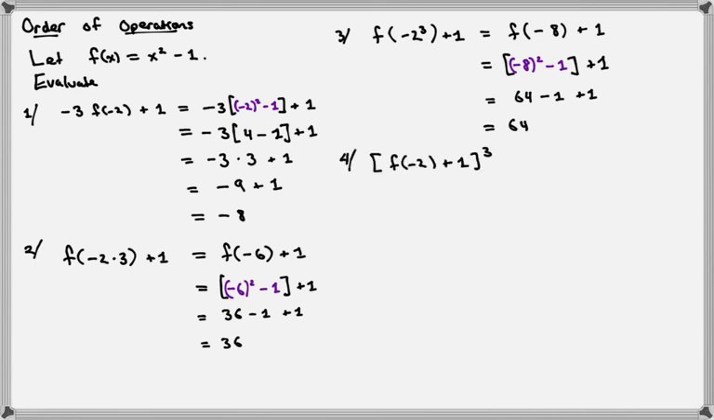I want to take f of minus 2 plus 1, and then I want to cube the result. I evaluate within the brackets first and cube it afterwards. I evaluate the function first at minus 2. So I have minus 2 squared minus 1. That's the value of the function at minus 2. And then I add 1 to the result. The 1's cancel again. I have 4, and that gets cubed. 4 times 4 times 4 is 64, and that's our final result.